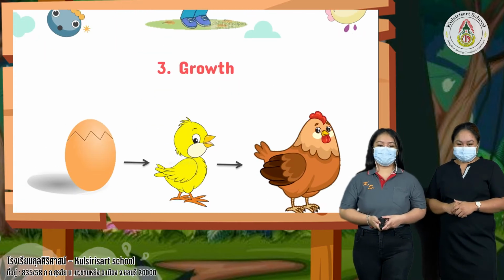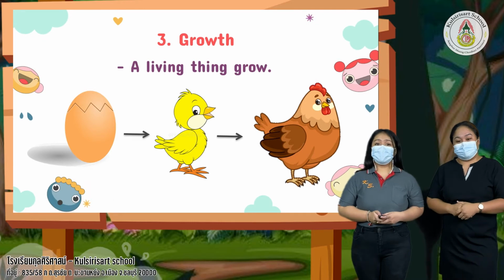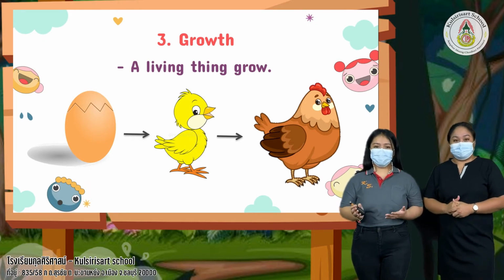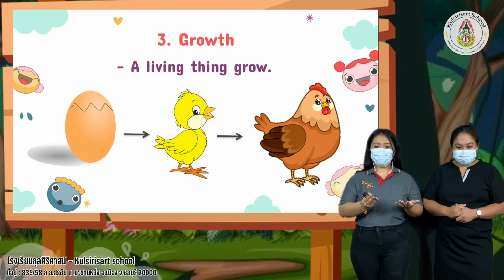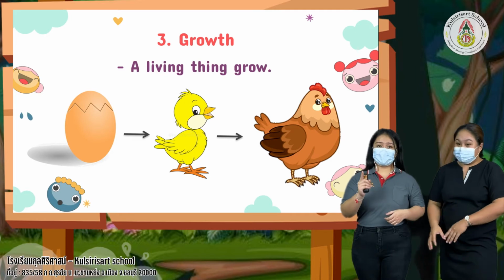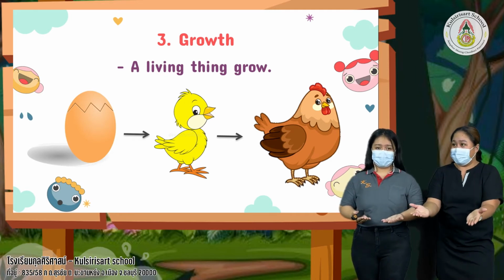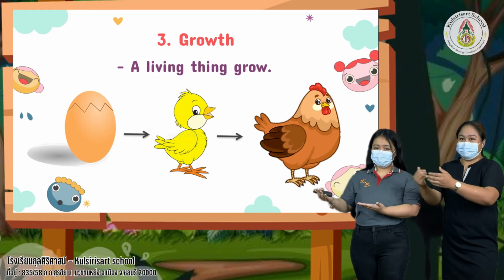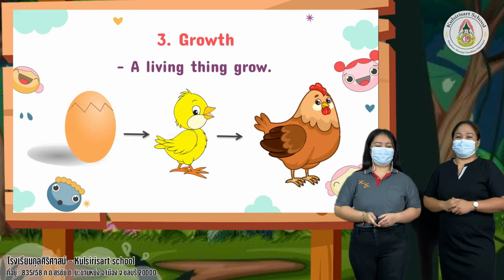Next characteristic is growth. A living thing grows just like what's in the photo. From egg, it becomes chick, and from chick, it becomes a chicken. Just like them. Yes, just like you. You were a baby before, and you become a child. And then you will become adolescent, and then adult. Yes. That means you are growing.